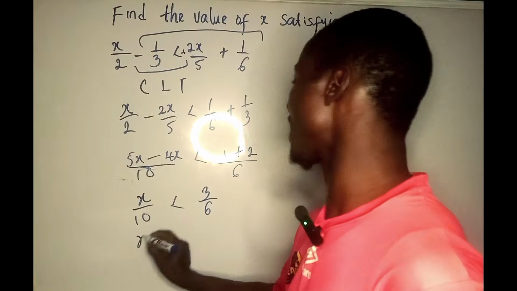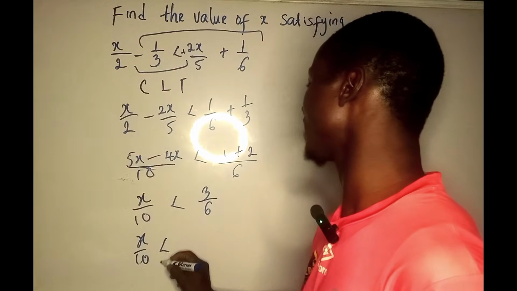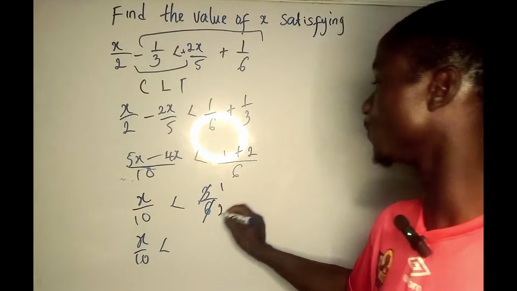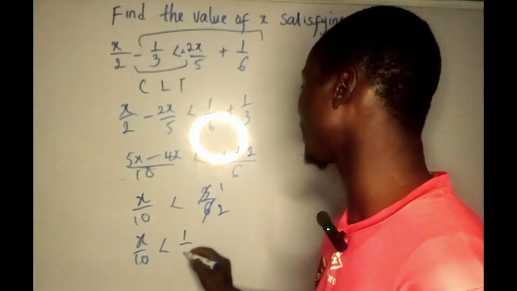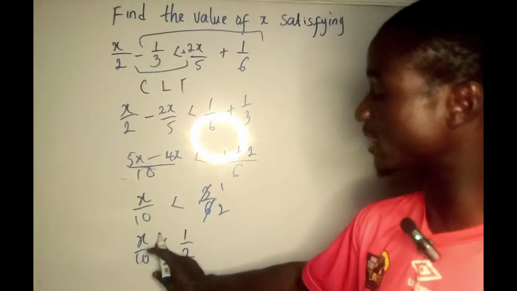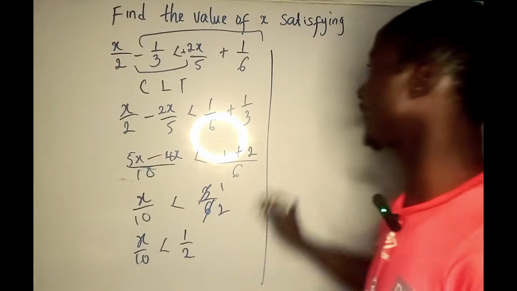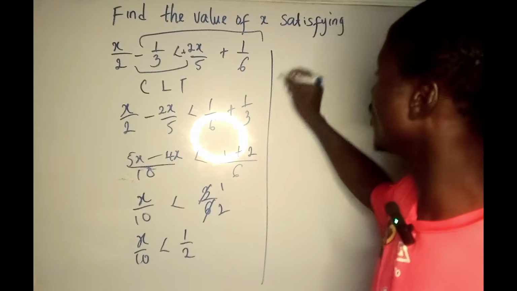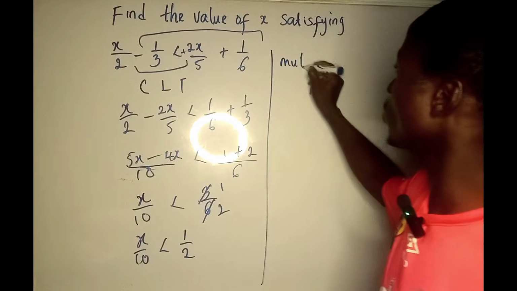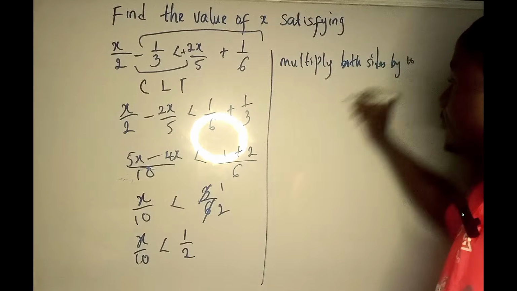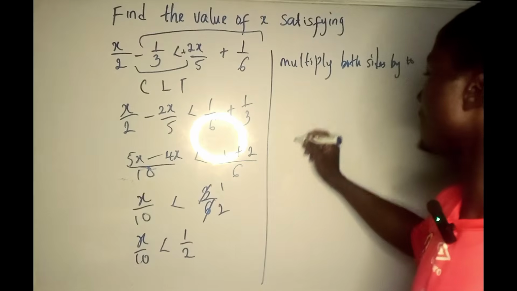Now we solve for that. We have x over 10 less than 3 over 6. 3 in 6 is 2, so we have reduced it to 1 over 2. Since we're looking for x, not x over 10, we have to clear this 10. To clear the 10, we multiply both sides by 10.